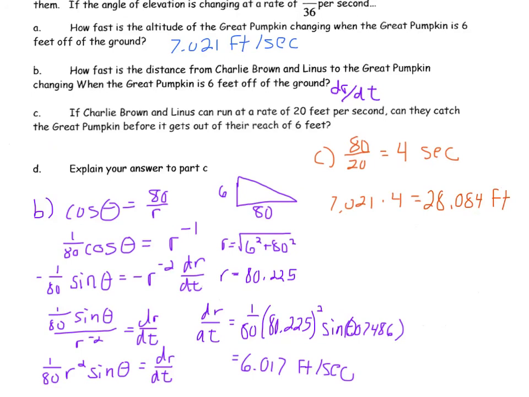So explaining your answer to part D, kind of already done that. The pumpkin will be at 28.084 feet before Charlie Brown and Linus will be able to get there.